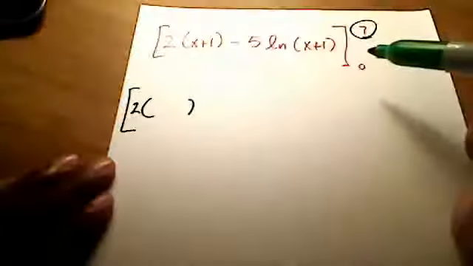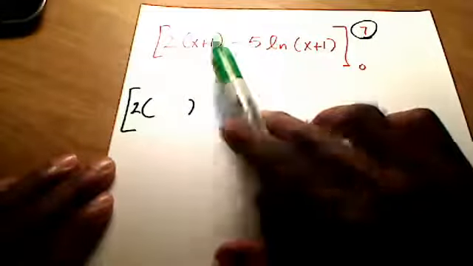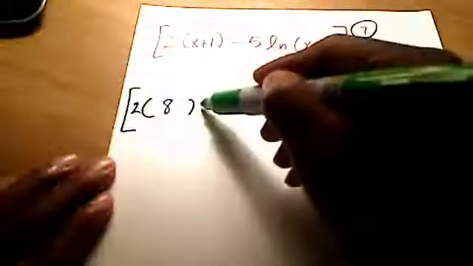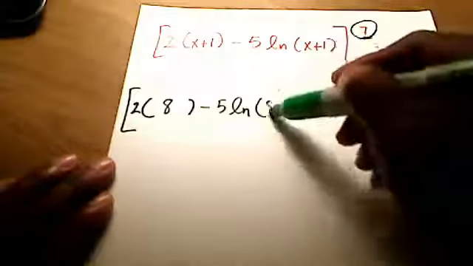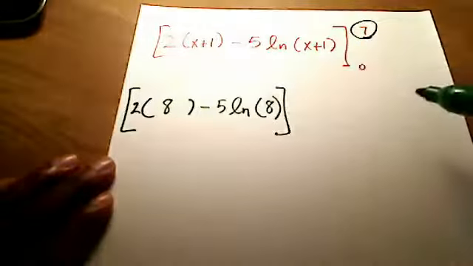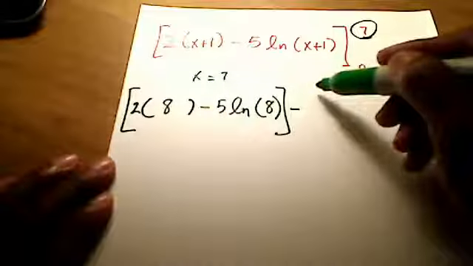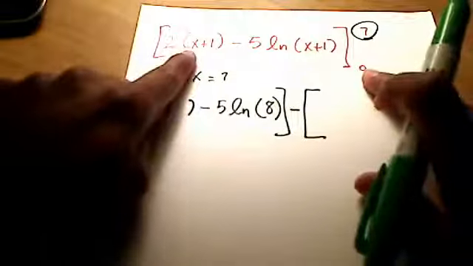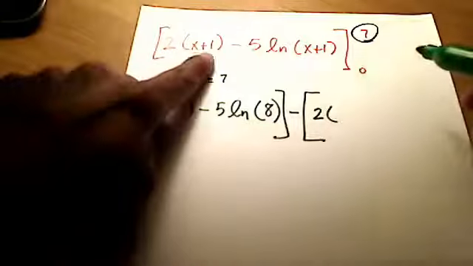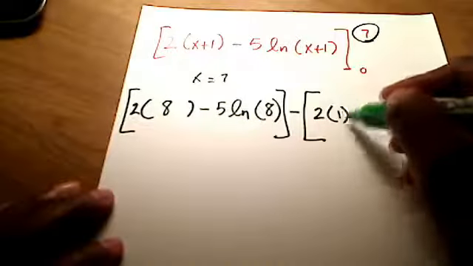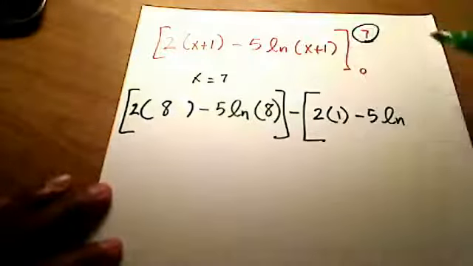In fact, I'm going to do some things along the way here. If this x is a 7, 7 plus 1 is simply 8. So I'm just going to bring that down as 2 times 8 minus 5 times the natural log of, again, 7 plus 1 is just an 8. That's everywhere I saw an x, I put in a 7. Minus quantity, everywhere I see an x, now I'm going to put in a 0. So this is 2 times, well, 0 plus 1 is 1, so that's just 2 times 1, minus 5 times the natural log of 0 plus 1, well, that's just a 1.